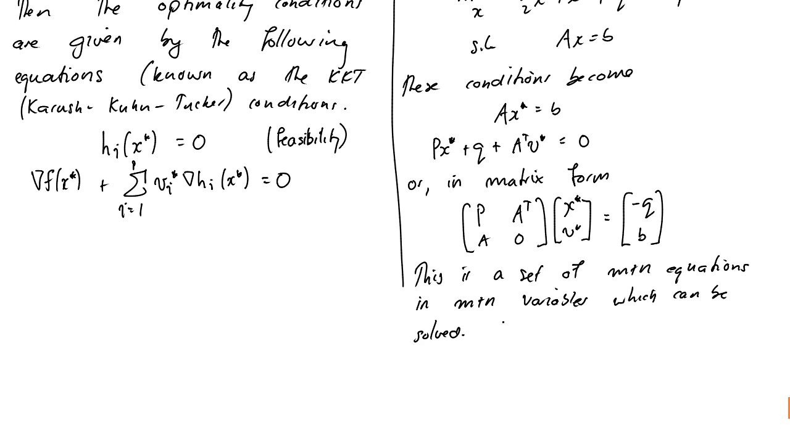Okay, so if p is non-singular, which it will be if it's positive definite, then this completely determines. In fact, sorry, that's not quite the right thing to say there. If the matrix, what we call the KKT matrix, is non-singular, then this completely determines the solution.